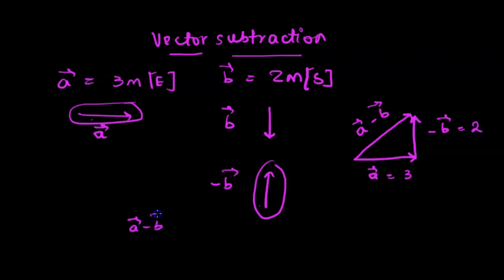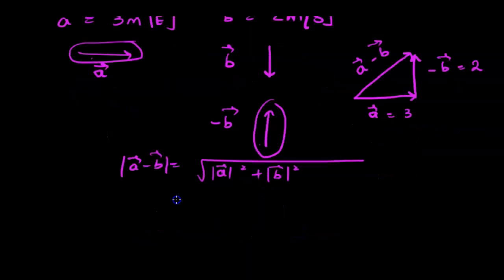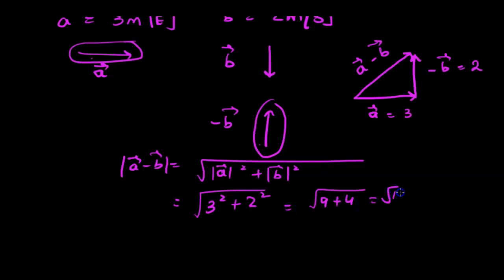The magnitude of vector A minus vector B is equal to the square root of the vector A magnitude squared plus the vector B magnitude squared. When we solve it, we get the square root of 3 squared plus 2 squared, which is the square root of 9 plus 4, which is square root 13. So we just saw that the magnitude is square root 13, and the unit is centimeters.